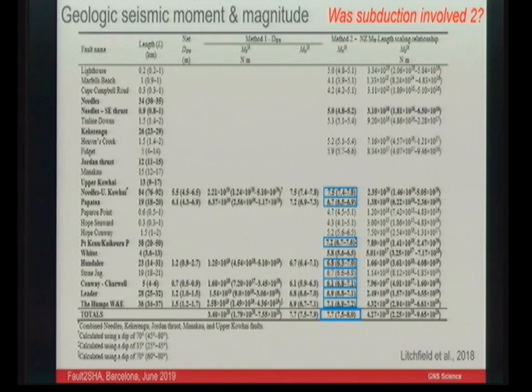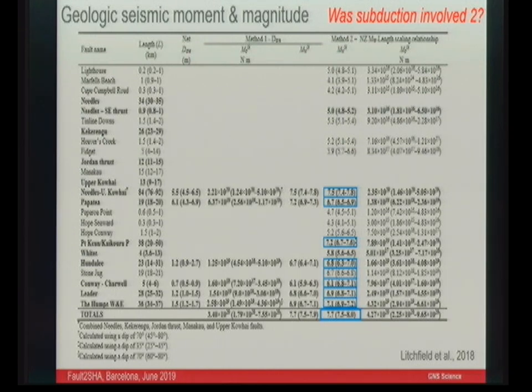We can see that here the big contributors are the Needles and the Kekerengu. This is going from the Needles fault all the way down to the upper Kowhai. So that's the Kekerengu fault and others. That alone is about 7.5 magnitude of the supposed 7.8 or so.